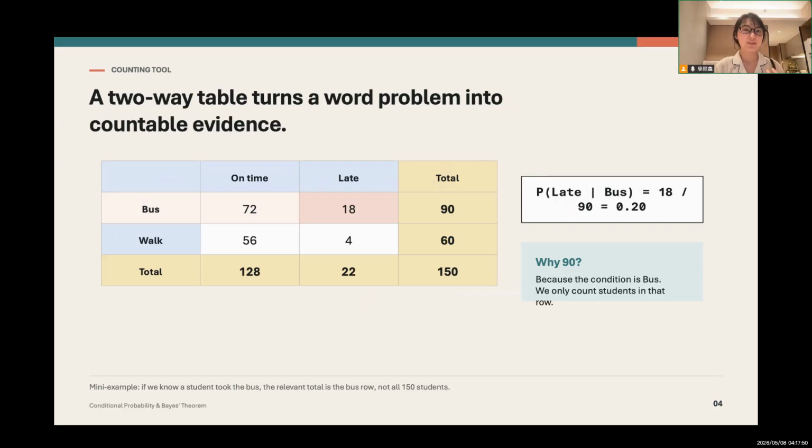Therefore, given the condition that the student took the bus to school, the probability of the student being late is equal to 18 divided by 90, which is 20%. Notice that we did not use 150 as the denominator. If we used that number, we would answer a different question: the probability that a randomly chosen student is both late and a bus student. But the question says we already know the student took the bus. I hope this table can help you avoid mixing up these questions.